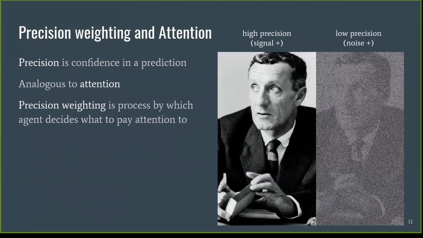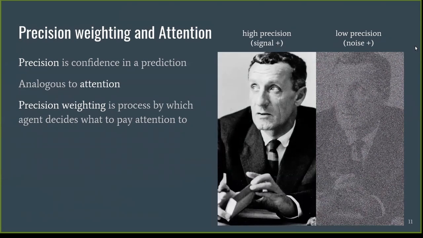So now let's talk a little bit about attention. An agent's confidence in a prediction is known in predictive processing as precision. And precision is analogous to attention. And precision weighting is the process by which an agent decides what to pay attention to.